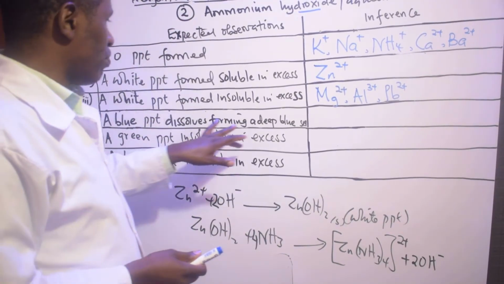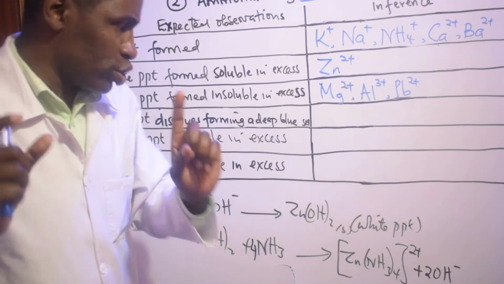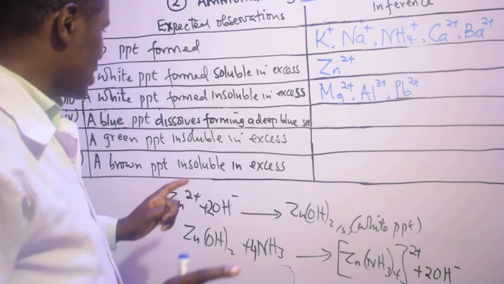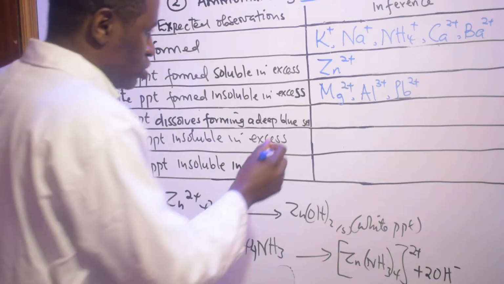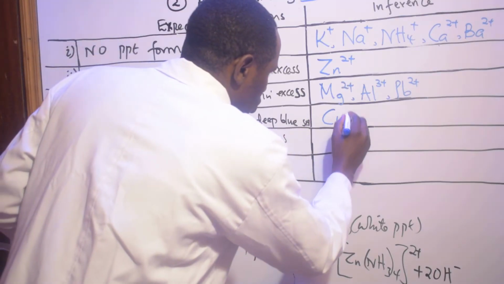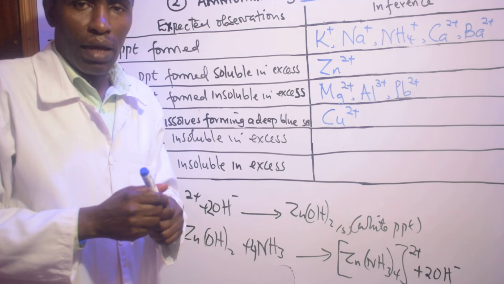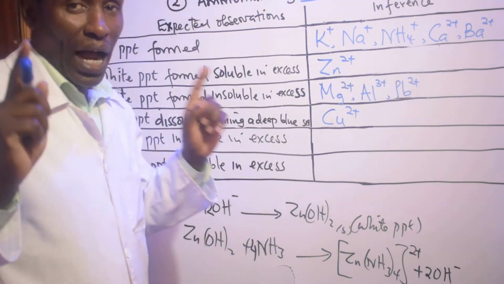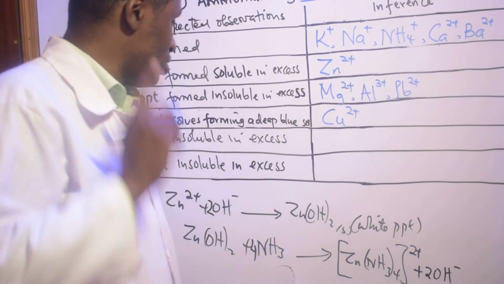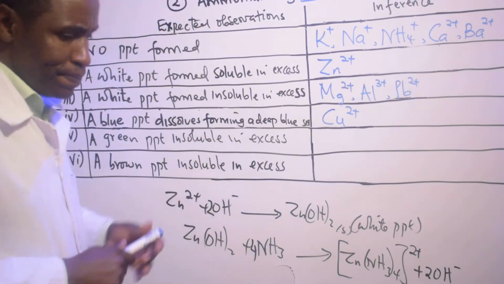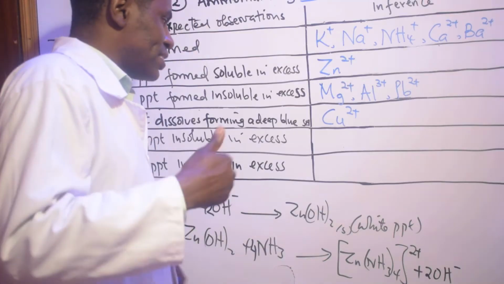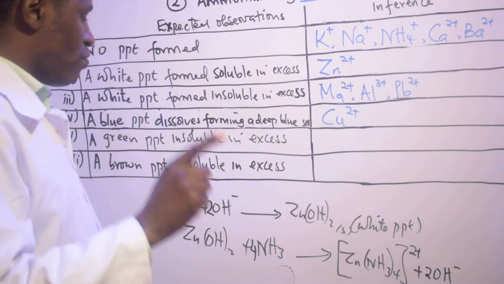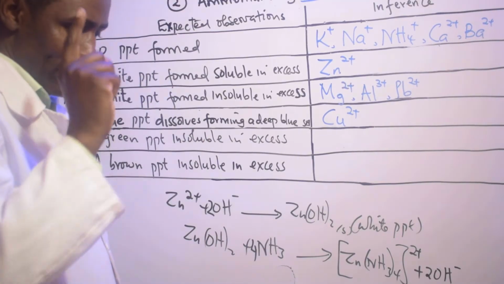Now, a blue precipitate dissolving, forming a deep blue solution. This one is another observation that we expect. A blue precipitate dissolves, forming a deep blue solution. Now, this one will be copper ions. Mostly when you're dealing with a blue solution, it is always good to suspect that copper ions could be there. Again, the idea here is not necessarily about the amphoteric. It's actually about the formation of a complex ion.